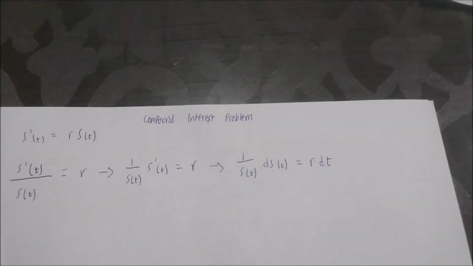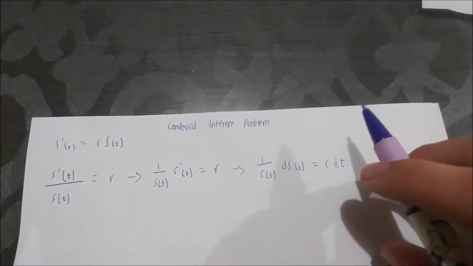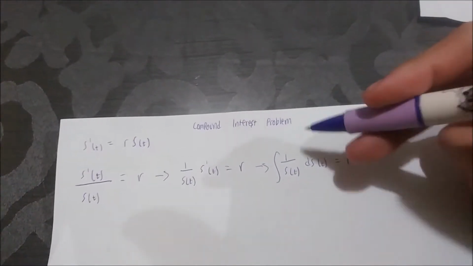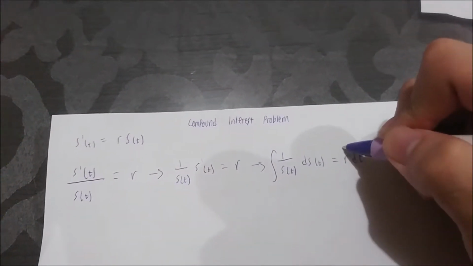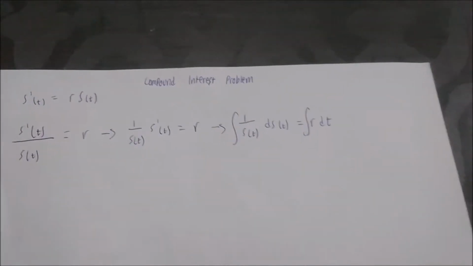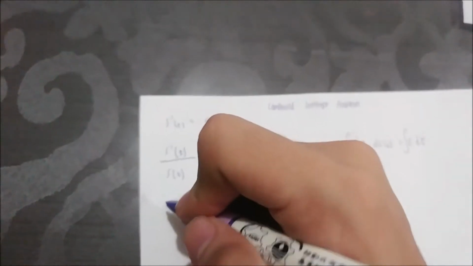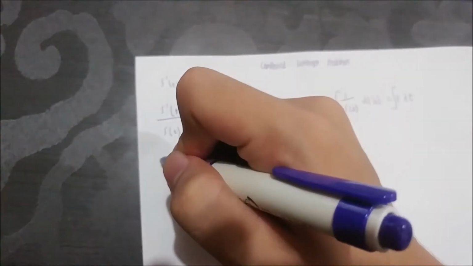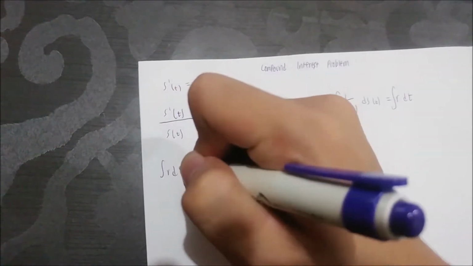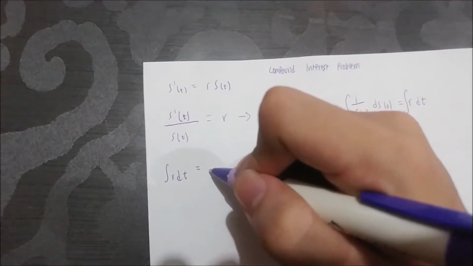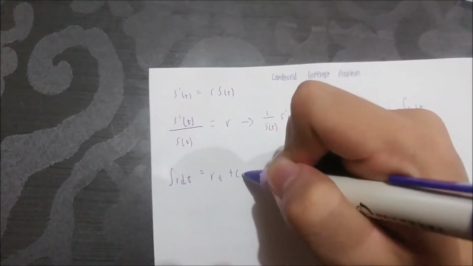Alright, now once we have differentiated them, we would like to integrate them. So we would integrate them on the left side, and what we do on the left side is what we're also going to do to the right side. So let's start off by integrating the smaller one, r dt, because it's easier. So the integral of r dt is only equivalent to rt plus c.